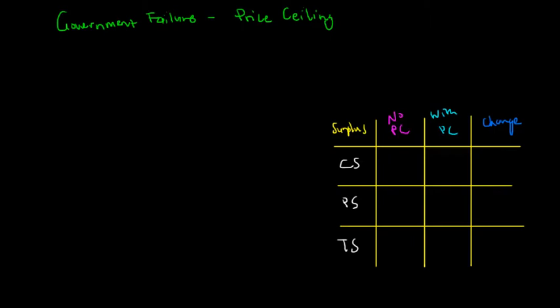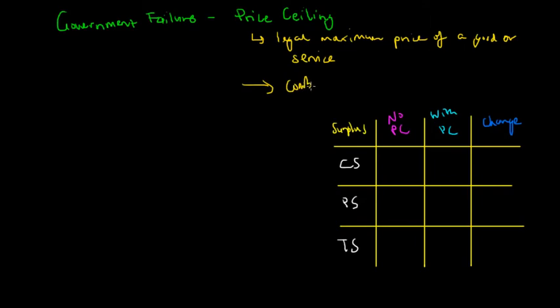So a price ceiling is where we have a legal maximum price of a good or service. And what the government aims to do here is to allow everyone to lead a reasonable standard of living. And this usually is applied to combat the problem of market power.